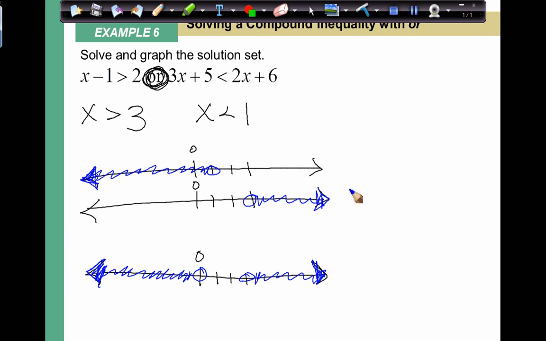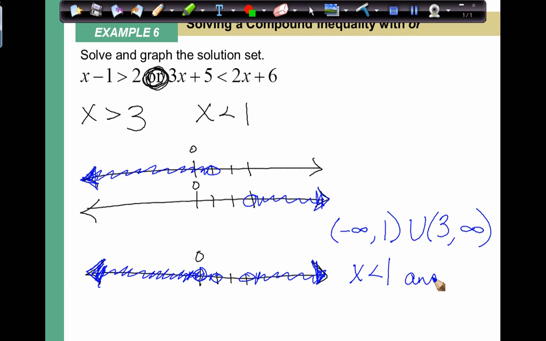How do we write this in interval notation? In interval notation you'd have to say from negative infinity to 1. Oops, sorry, I did it to 0. It needs to be all the way to 1. And, so union from 3 to positive infinity. Okay, but not including, because there's no underlines. And then how do you write this in inequality notation? You just have to write it exactly as it is. So x is less than 1 and x is greater than 3.